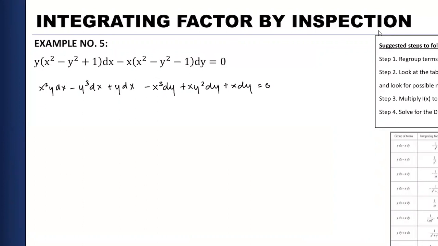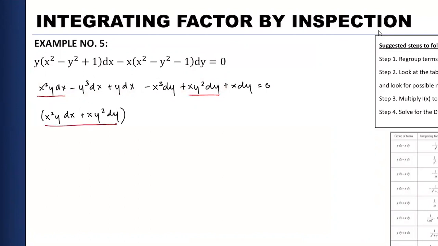Now, in regrouping, let's try to look at the first term. Okay, it has an x squared and y. So you can see that there is an x and y term. Here, there is x and y. So I think we can group these two together and then factor out whichever is possible. Okay, so let's group x squared y dx plus xy squared dy. So that is this and this.